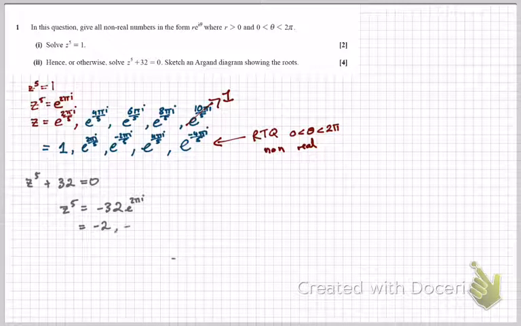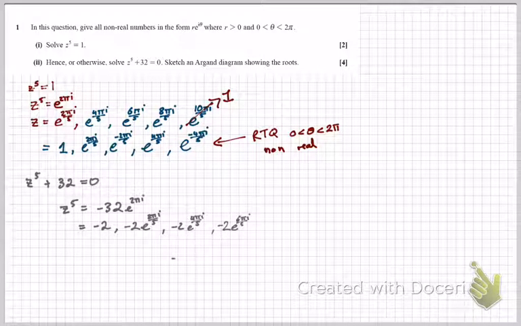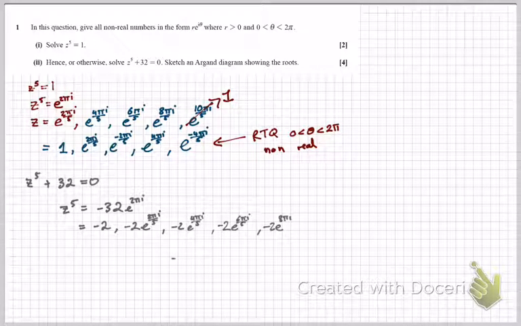I've got 5 roots, so we can write them as follows. Negative 2, because it's negative 2 times 1, negative 2 e to the 8 pi i over 5, e to the 4 pi i over 5, e to the 6 pi i over 5. Oh, sorry, the first one is e to the 2 pi i over 5. Just looks, it's not very clear. Okay.